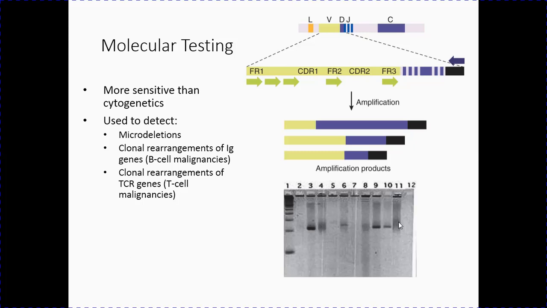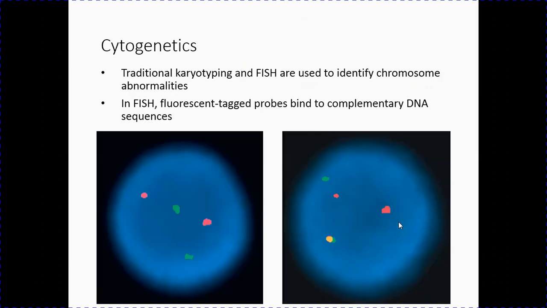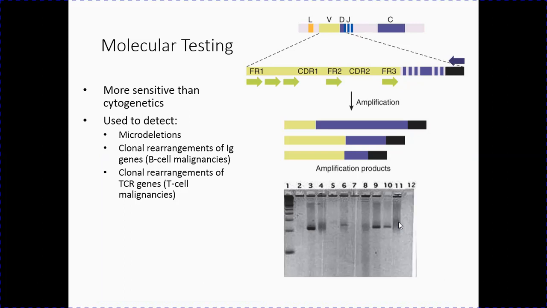And then finally, molecular testing. We know an awful lot about this at this point. Molecular testing is obviously more sensitive than cytogenetics, which are clearly subject to interpretive analysis. We're going to use molecular testing to look at some of those genetic mutations. Are they microdeletions? Are they clonal rearrangements? What's going on? Are they clonal rearrangements for B or T cell malignancies?